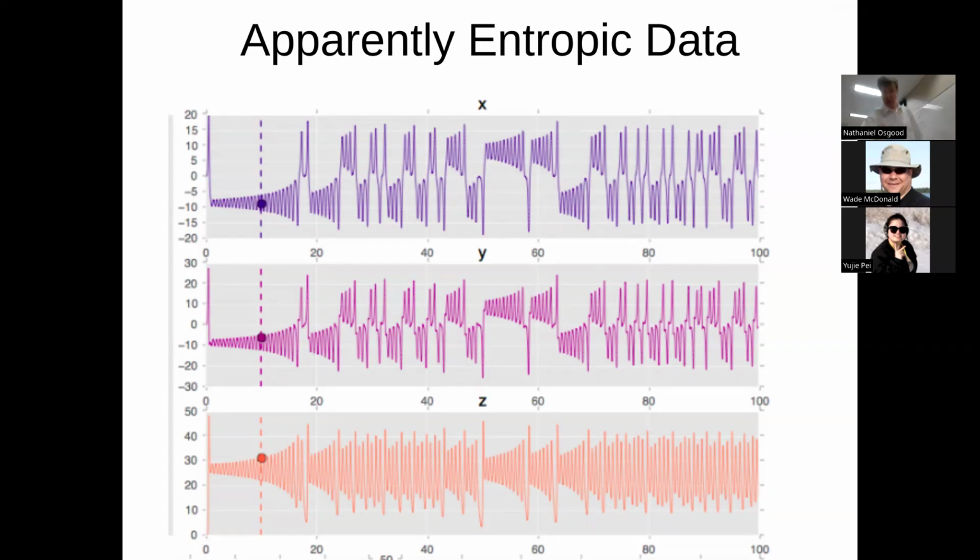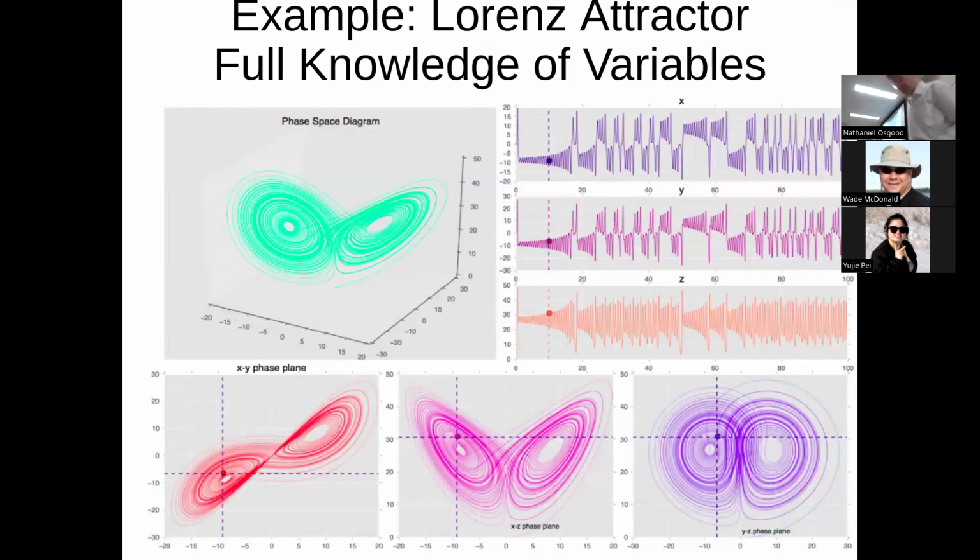Well, what if I were to tell you that data actually came from a very orderly system? That system is shown on the upper left, called the Lorenz attractor. All we're doing is observing data from 3 axes of the Lorenz attractor.